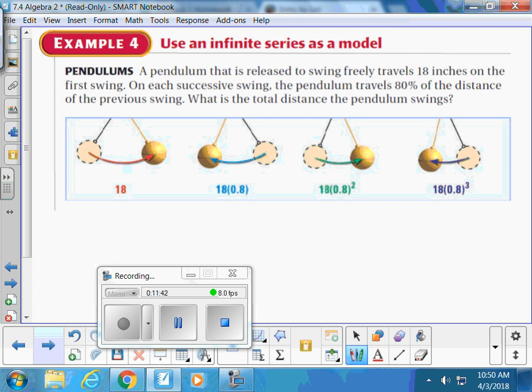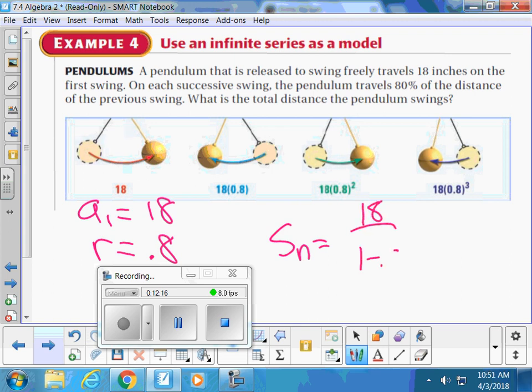So our word problem is our pendulum problem. A pendulum is being released to swing freely back and forth until it stops. So it's kind of like an infinite swing. It says it travels 18 inches on the first swing, and each successive swing, 80% of the distance of the previous swing. So what's A1, and what's our constant multiplier? Is that an appropriate size? Yes. Perfect. So let's find the infinite sum, and that will be the total distance the pendulum swings before it stops in inches. So A1 goes on top, 1 minus R goes on bottom. Type that in. That's how long it swings.